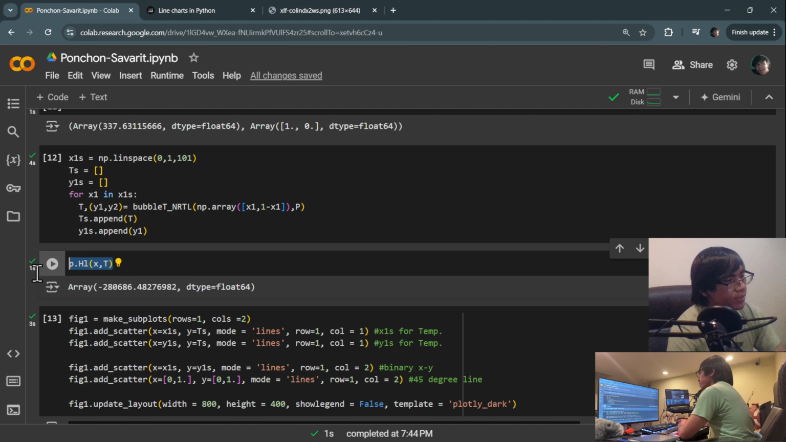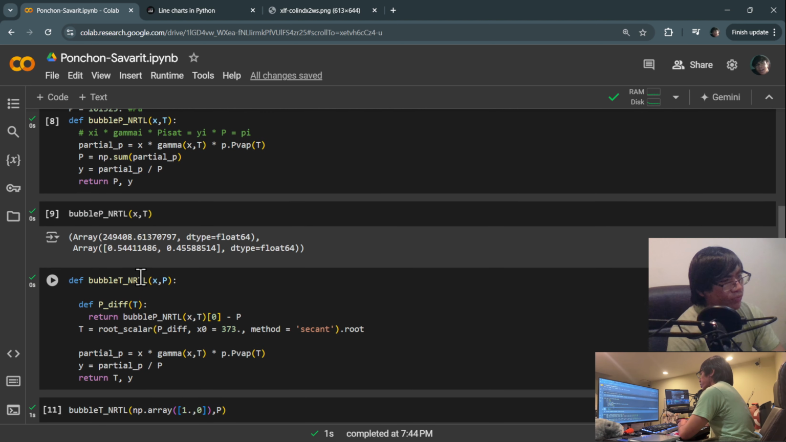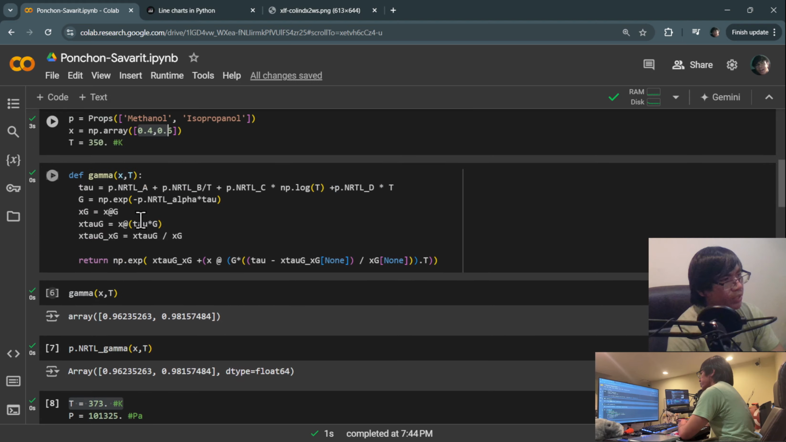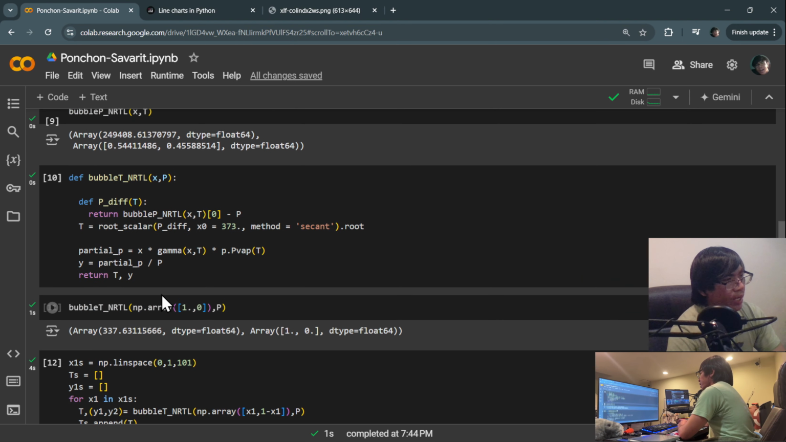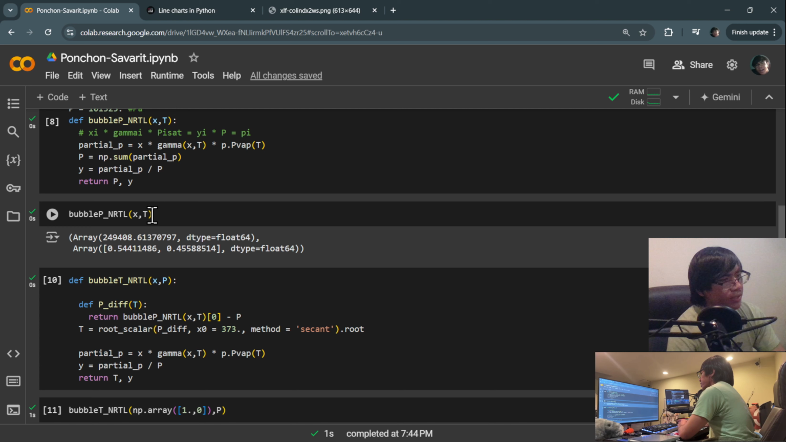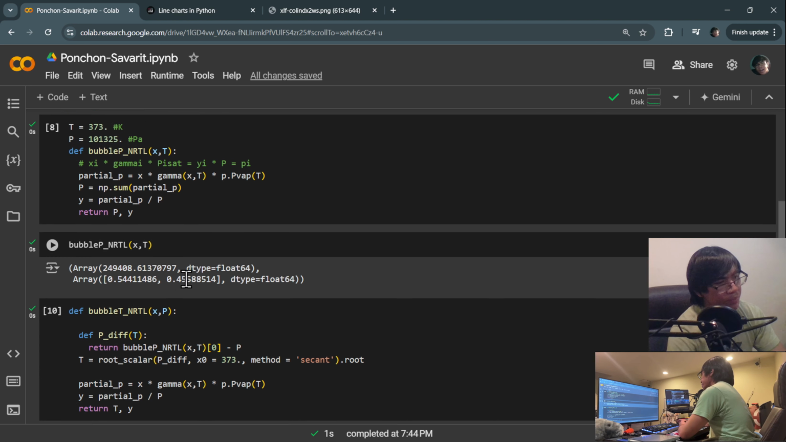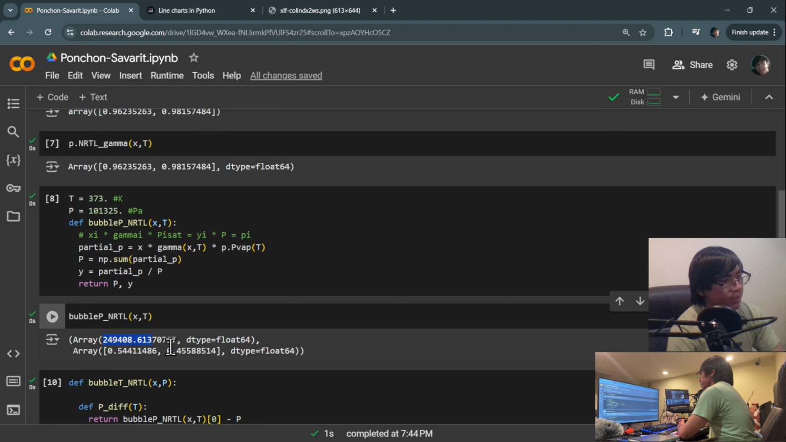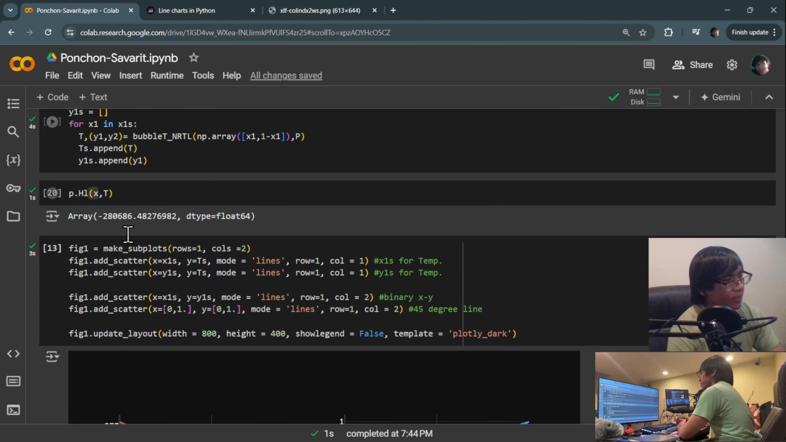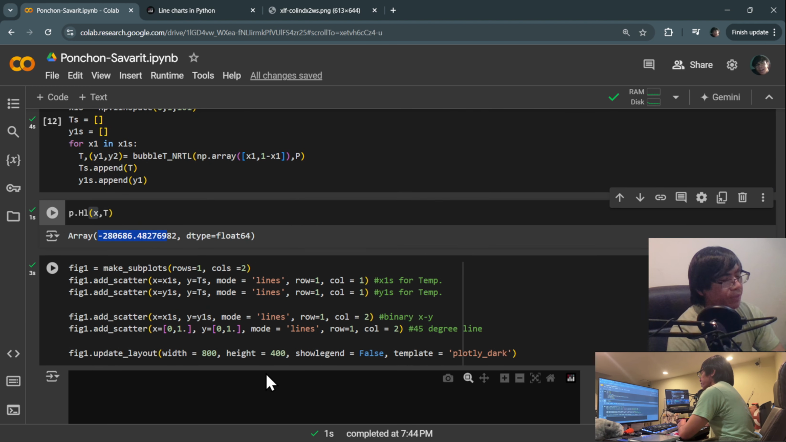Yeah, I can keep this since we'll reference it. I can supply an X1. So remember, this is 0.4 for our more volatile component, methanol. If I supply 0.4 here and the same temperature, well, it'll be the same temperature. We should get the exact same, oh, this is bubble pressure, sorry. We should get the exact same liquid enthalpy once we do our interpolation.